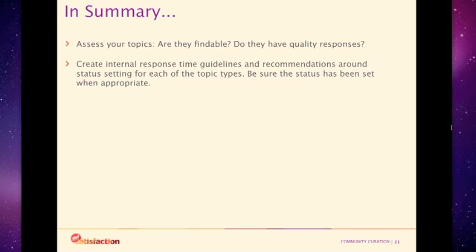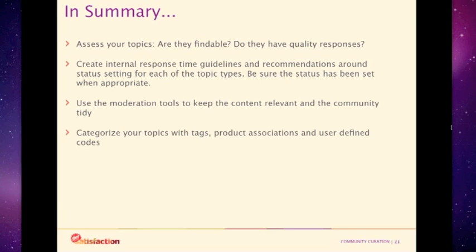So in summary, let's review the top level recommendations for community curation. You want to assess your topics. Are they findable? Do they have quality responses? Create internal response time guidelines and recommendations around status setting for each of the topic types. Be sure the status has been set when appropriate. Use the moderation tools to keep the content relevant and the community tidy. And categorize your topics with tags, product associations, and user-defined codes. Mark authoritative topics, bugs, and ideas appropriately.